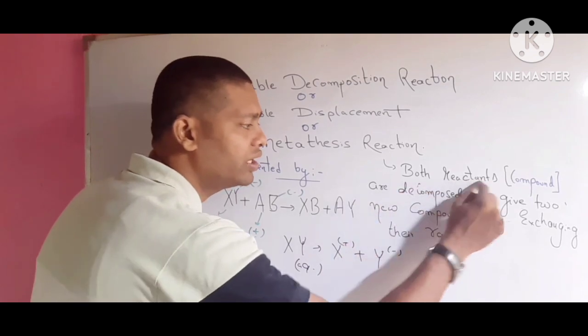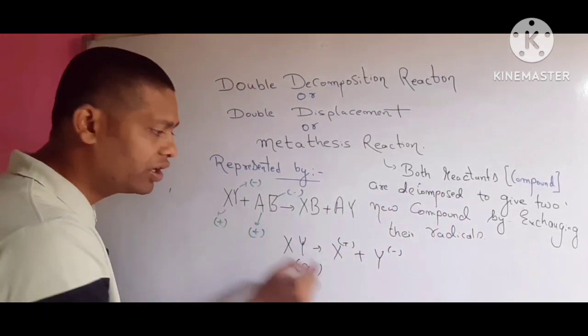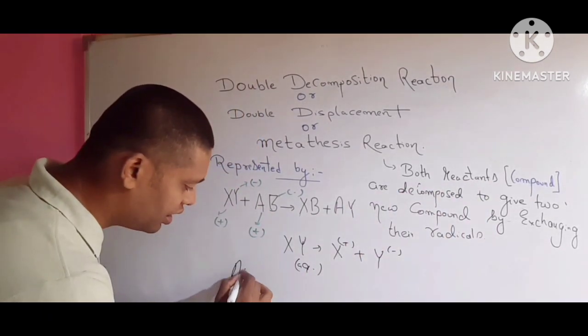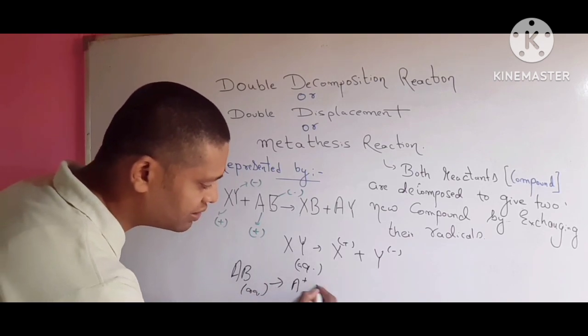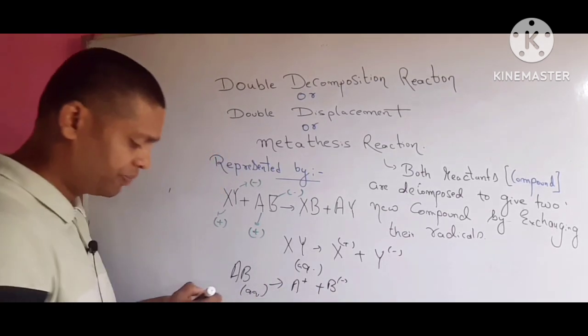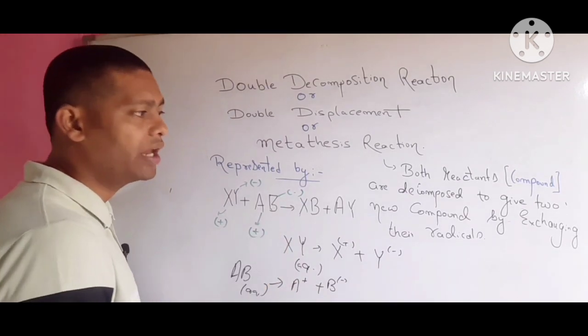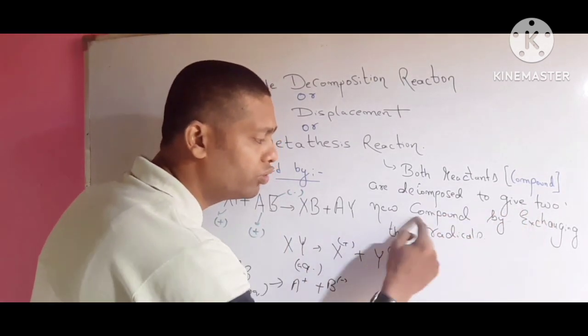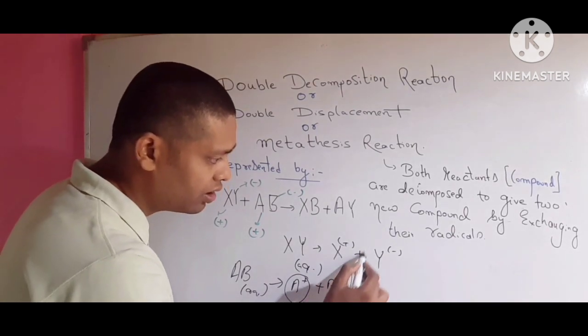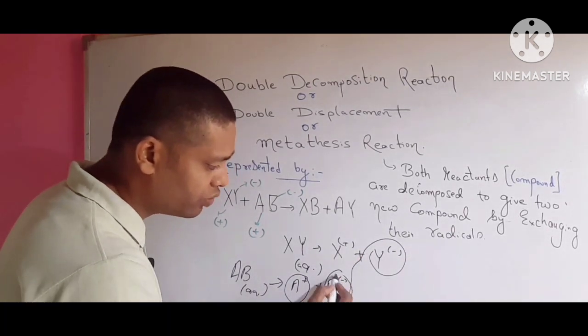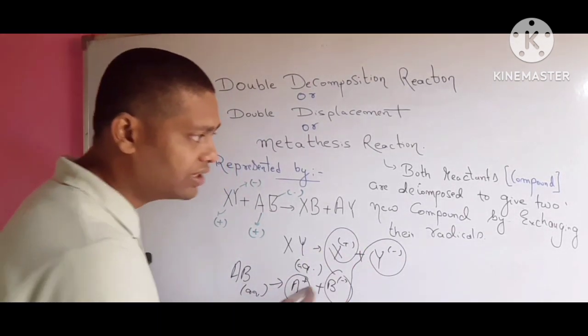Both reactants are decomposed. So XY will decompose like this, and AB is there in aqueous solution. It will also break into A plus, B minus. Like this it will break down. After breaking down, they give two new compounds. The positive is going to pull the negative towards itself, and the negative is going to pull towards the positive. Like this they will make a compound.